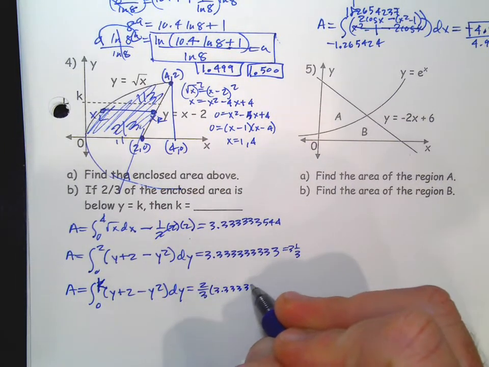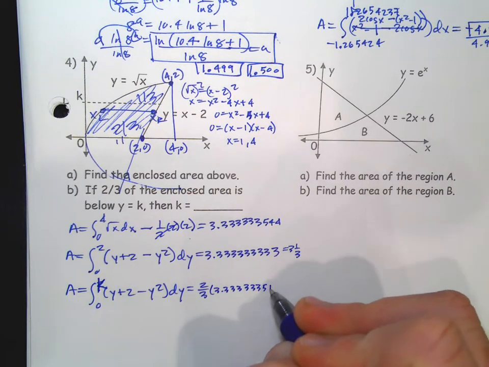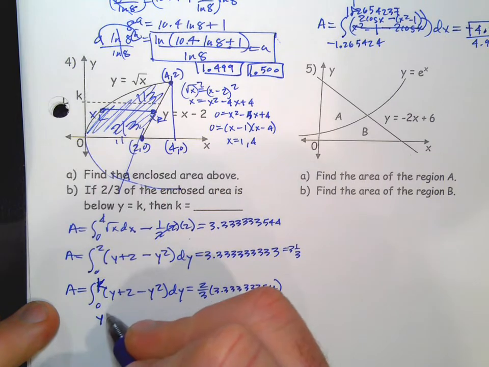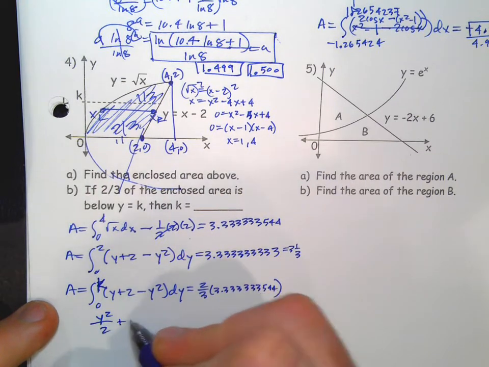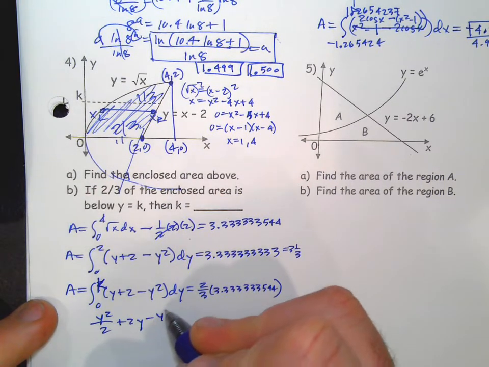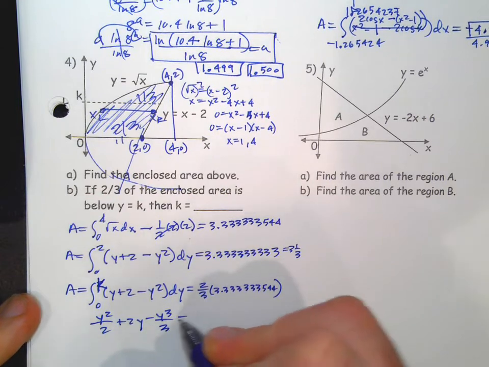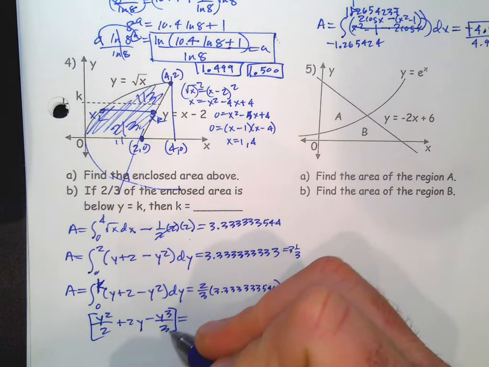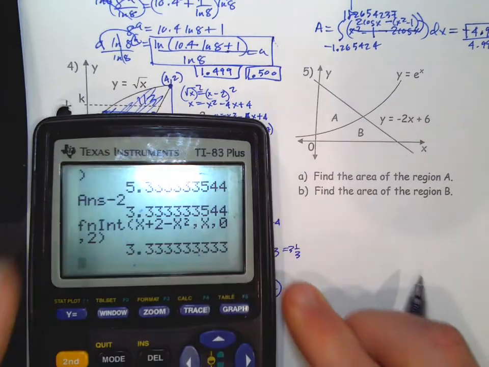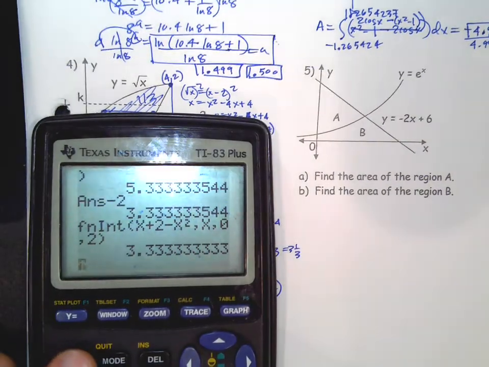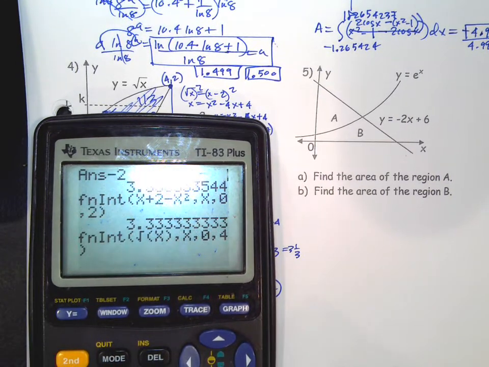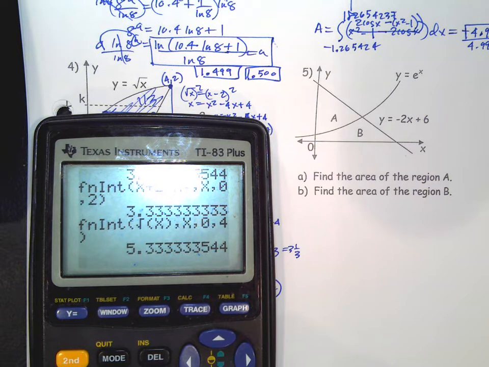Whichever one you did. And then we will have to integrate this by hand. Y squared over 2 plus 2y minus y cubed over 3 equals. Now, we still have the limits. So we could do, I'm just going to go back to that other answer.